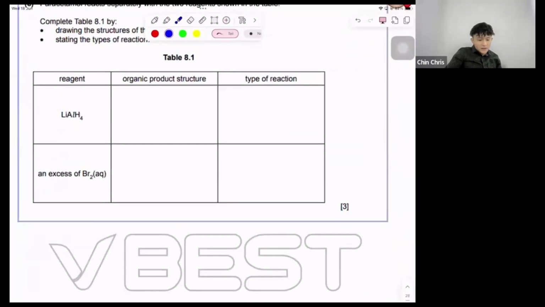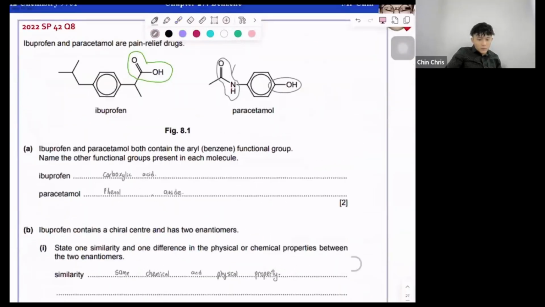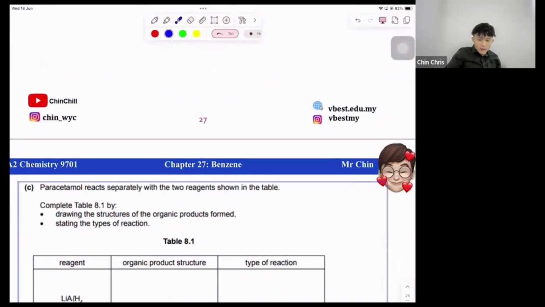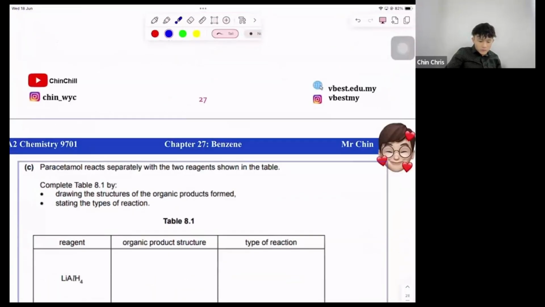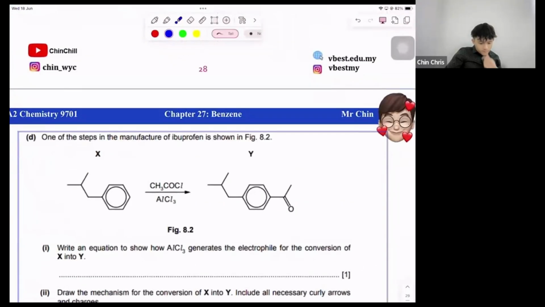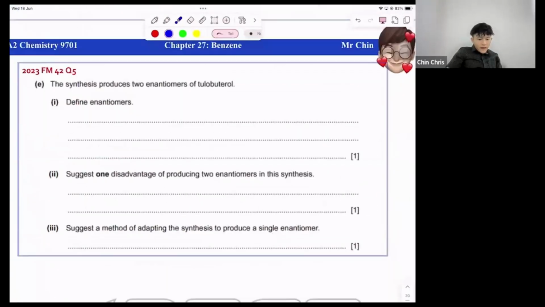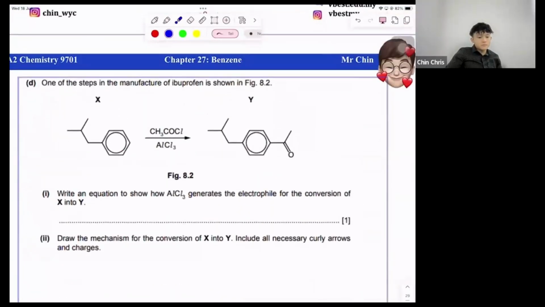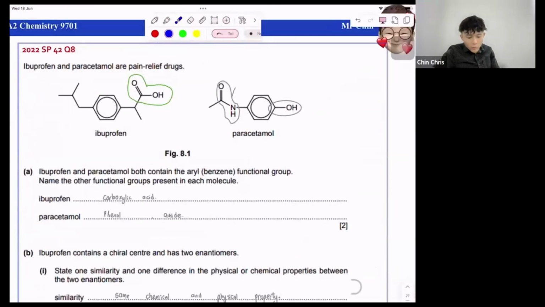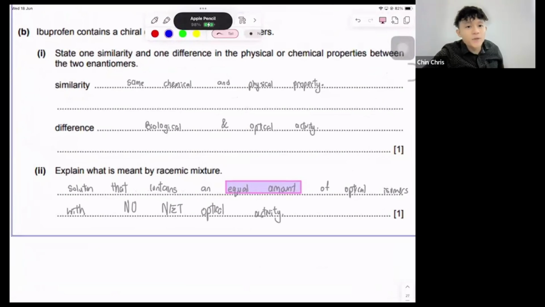Give me a second, let me see if you can do this or not. Ibuprofen, LiAlH4. Wait a minute, they say paracetamol. No, cannot. It's okay, skip. You don't need to do this. We can move on. And part D. Okay, too fast, go back. Skip the next page. Do part D. We're going to practice some questions.